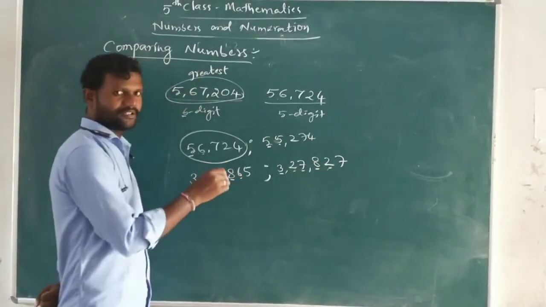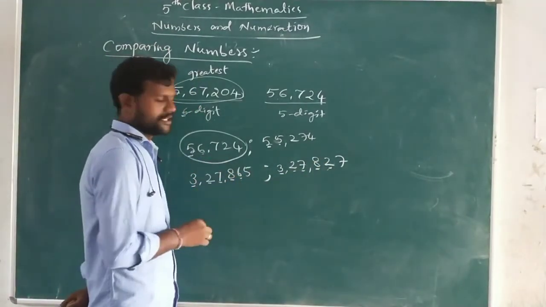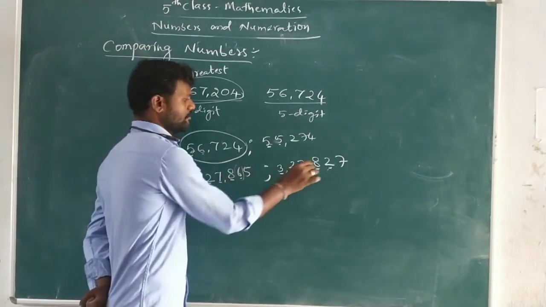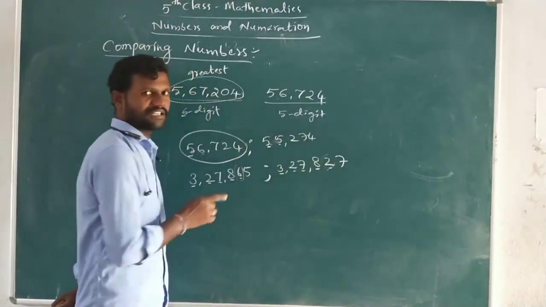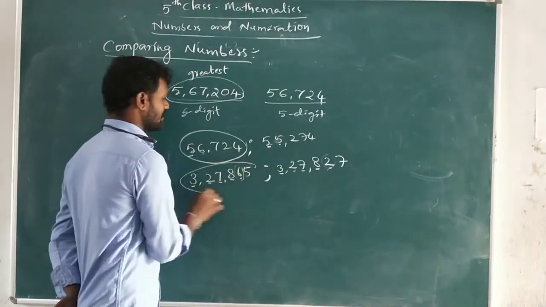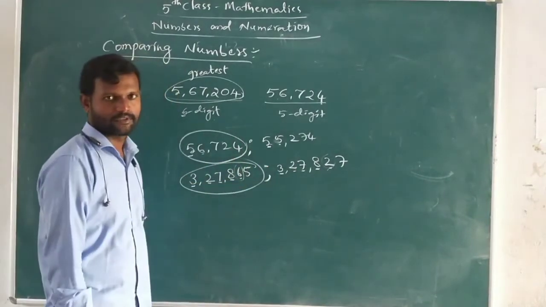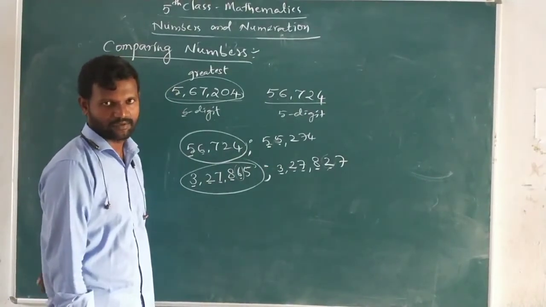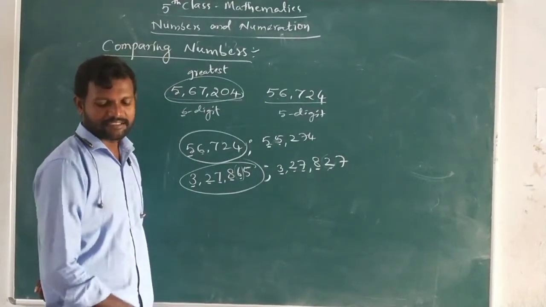So you observe the digits till you find the different number. Now 6 and 2. Which is larger of both of them? 6 or 2? 6. So this is the greatest number. Correct. This way you have to identify it.